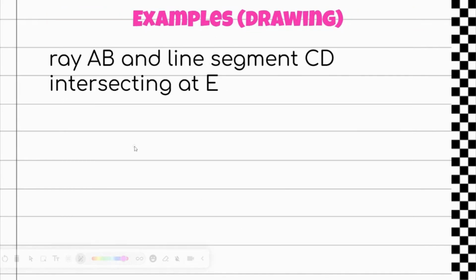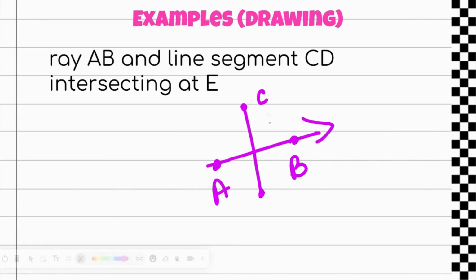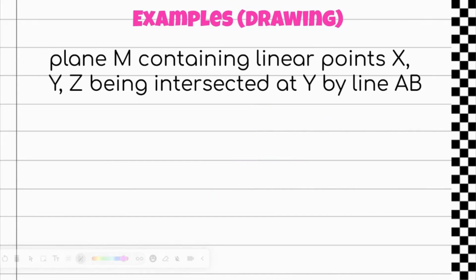A few examples if you want to pause the video and try to draw these by yourself. This wants you to draw ray AB and line segment CD intersecting at E.